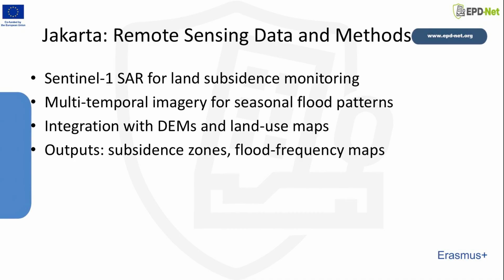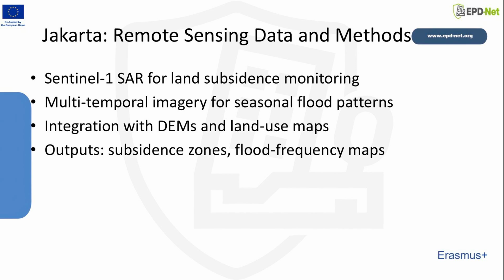Here we explain the key remote sensing components of the Jakarta case. We highlight that Sentinel-1 synthetic aperture radar data are used in interferometric time series analyses to measure land subsidence, sometimes down to centimeter-level vertical motion, across the city. Multi-temporal satellite imagery, both SAR and optical where clouds allow, is used to identify recurrent inundation zones and seasonal flood patterns by mapping water extent at different times of the year.